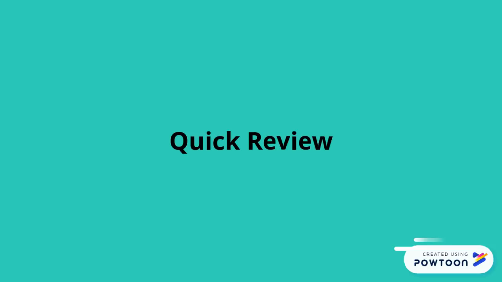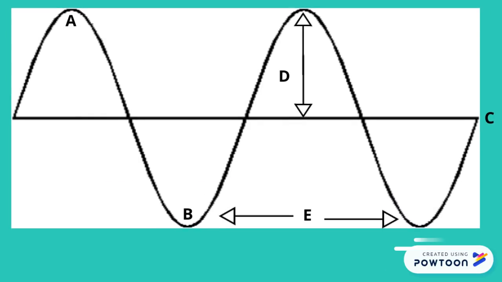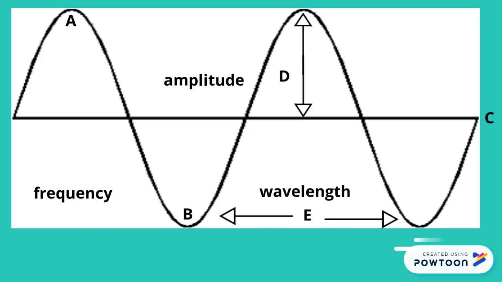Here's a quick review. Make sure you can label all the spots on this wave diagram. Be able to describe the following wave properties and how you will measure them: amplitude, wavelength, frequency, and speed.